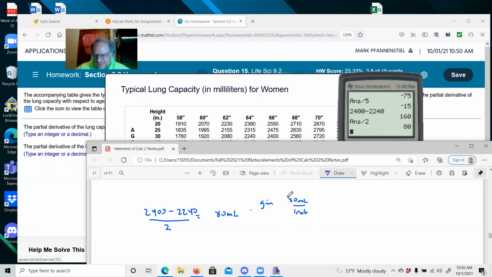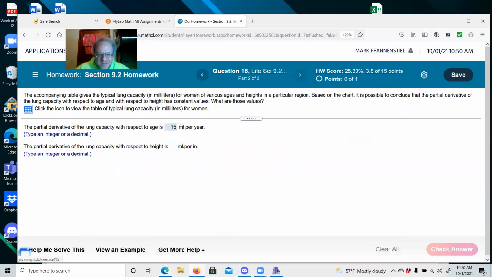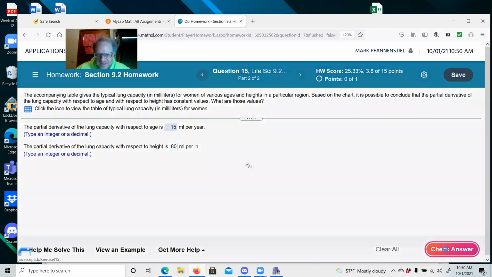Am I the only one that looks at metric and English units in the same sentence and says, wow, that's terrible? Okay, so that's what we have: 80 milliliters. There we go. So that's what you're doing.